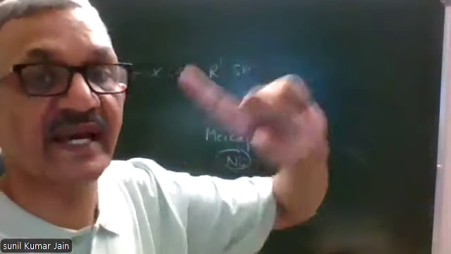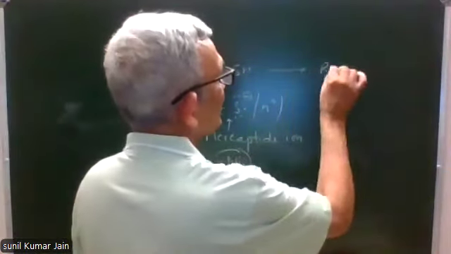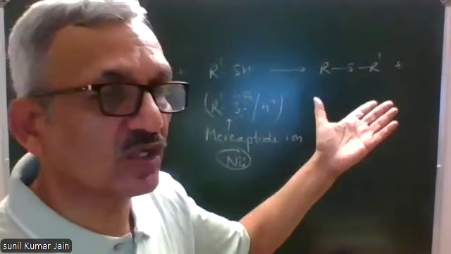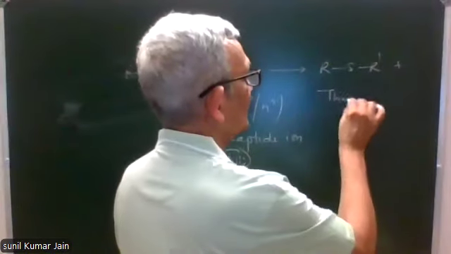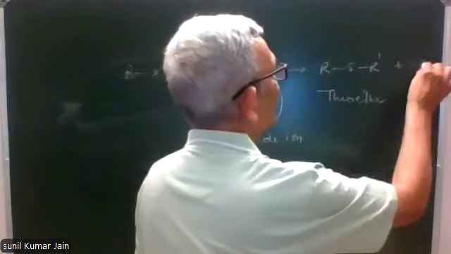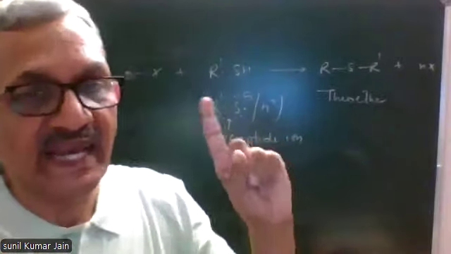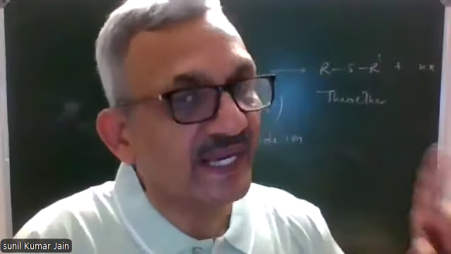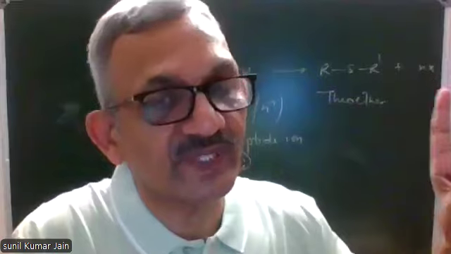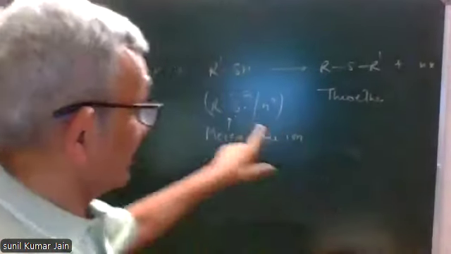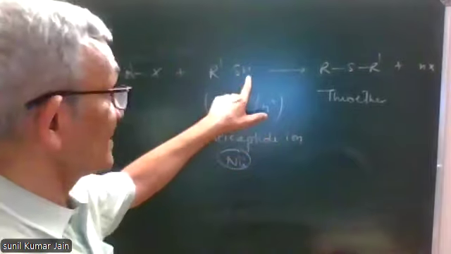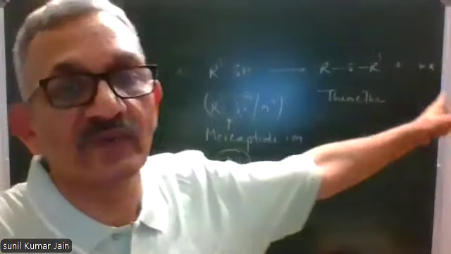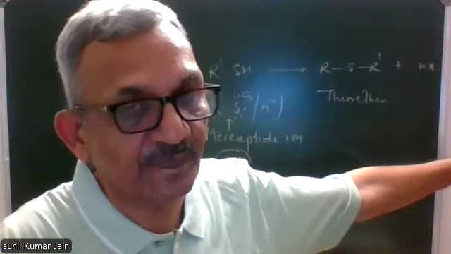Mercaptide ion will attack like alkoxide ion and will lead to the formation of something similar to ether. This is called thioether, plus HX. Like reaction number 8, this reaction number 10 is also a slow reaction, and the reason is same as for reaction number 8. What was the reason? It's a weak acid. Ionization is slow. Generation of nucleophile is slow, and therefore reaction is a very slow reaction.